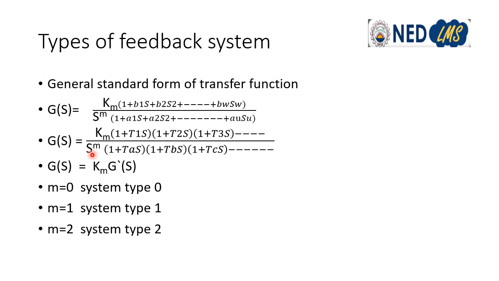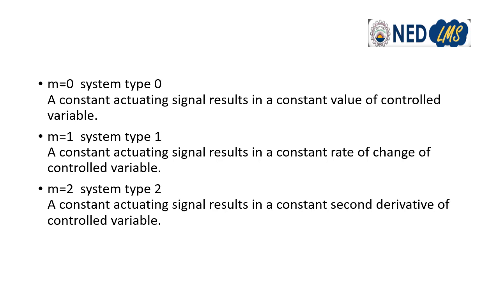So by observing the number of poles at the origin, we can easily find the type of the feedback system. If it is 0, system type 0. If it is 1, system type 1. And if it is 2, we have system type 2. How do we formally define the system types?